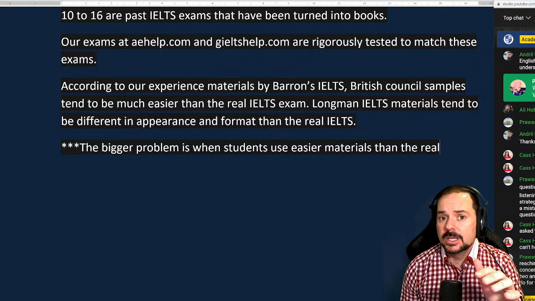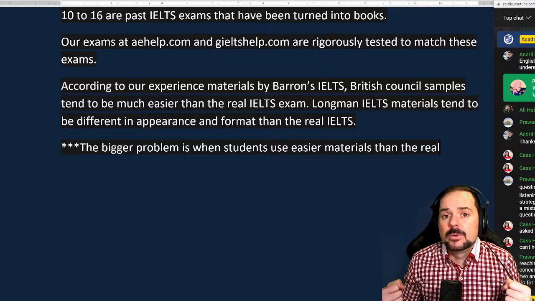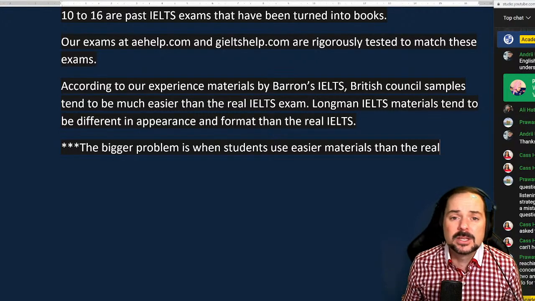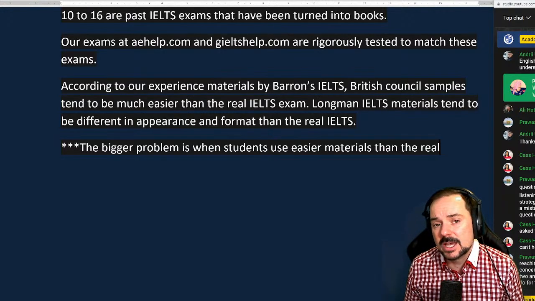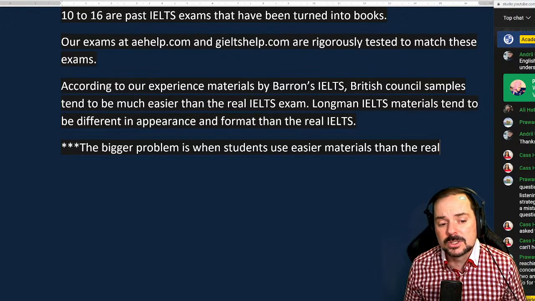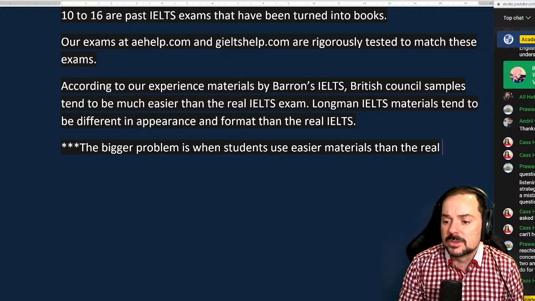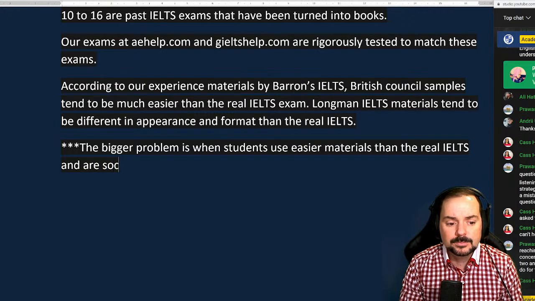And unfortunately, some companies make easier materials because they want students to feel good, and they want students to buy their materials thinking, oh, I can do this, this is great. But then, of course, the downside is when they get to the real exam and they're surprised by these more challenging questions and vocabulary and grammar, then they're in a state of shock, and that's really disappointing. So that's a bigger problem. The bigger problem is when students use easier materials than the real IELTS and are shocked by the real test.